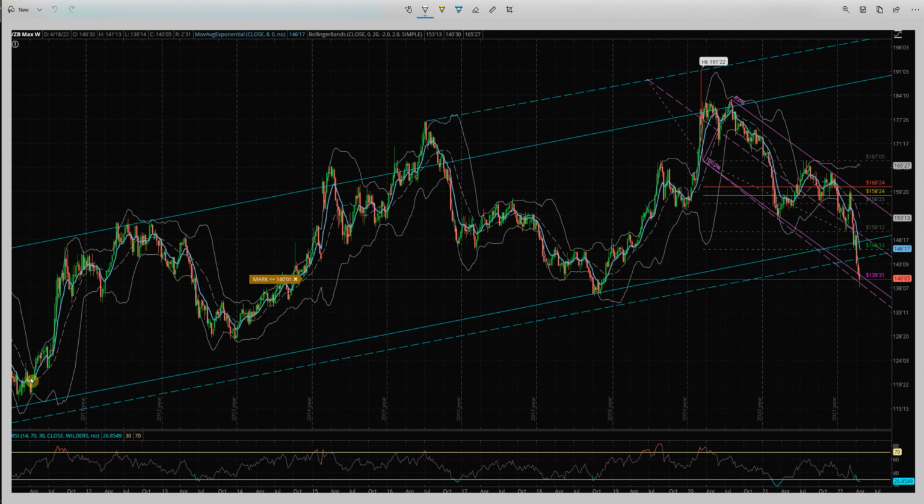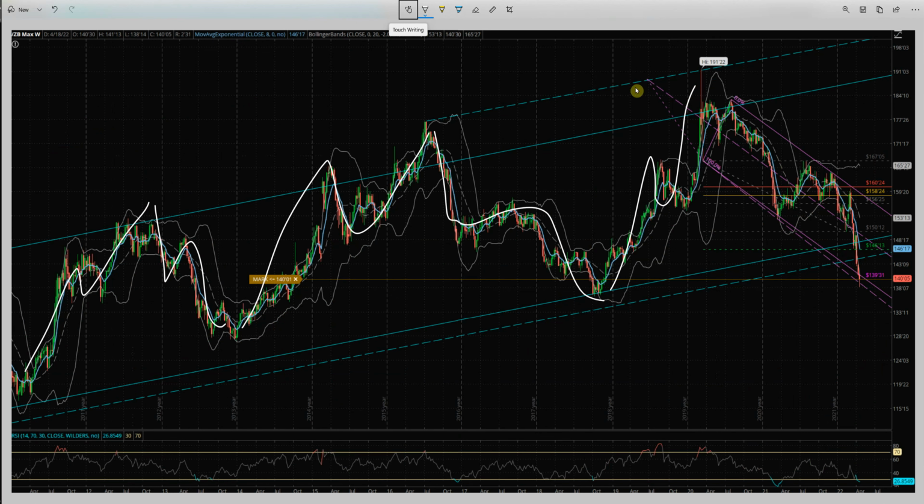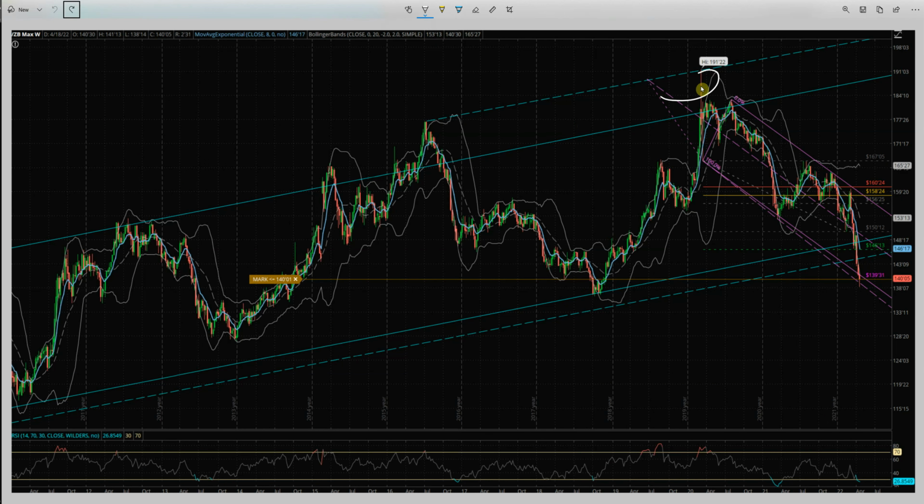Since 2011 we had this five-wave move up into highs that looks like a series of three-wave moves. Three up, three down, three up, three down, three up, which is an ending diagonal, which is a terminal pattern. And since this blow off top, we've established this purple channel, which seems to be five waves down, right?